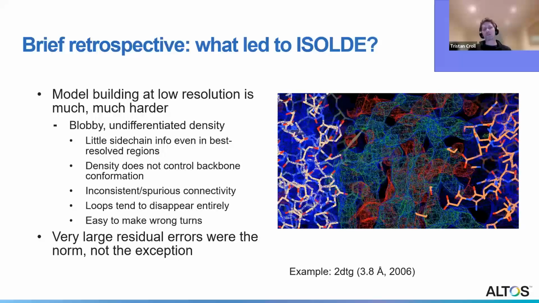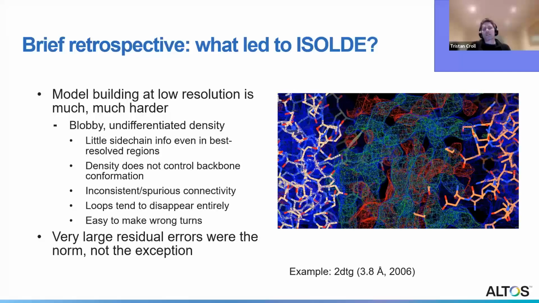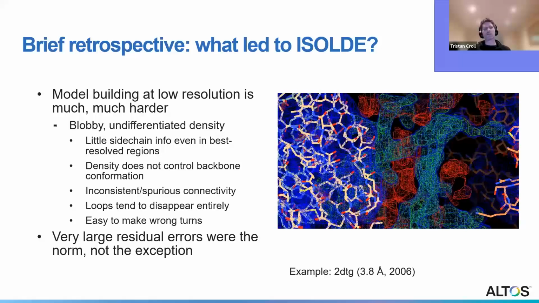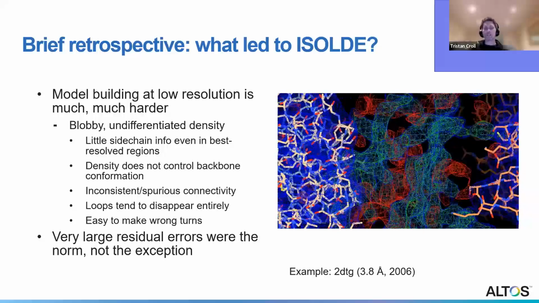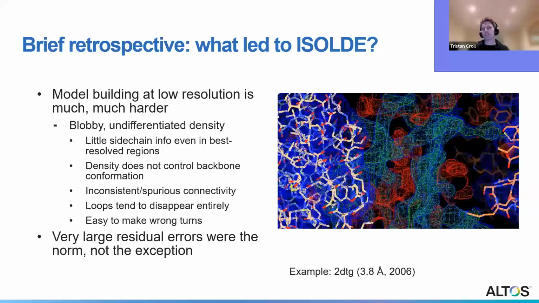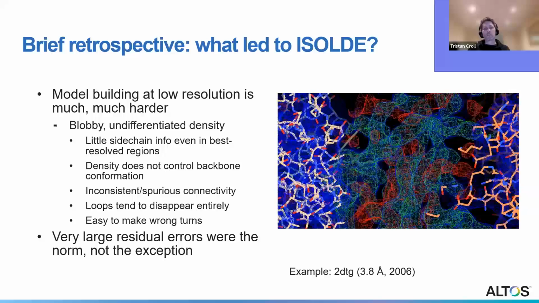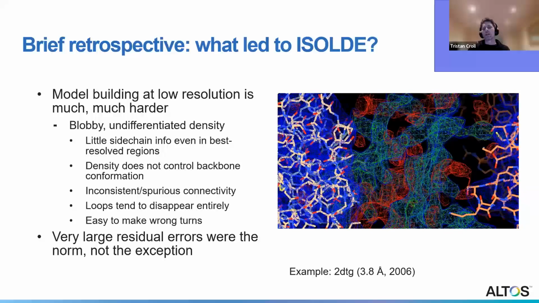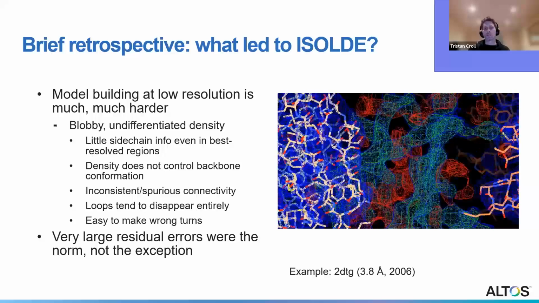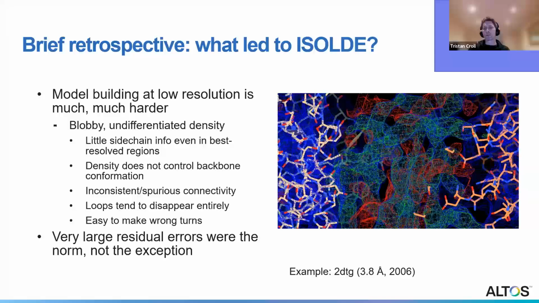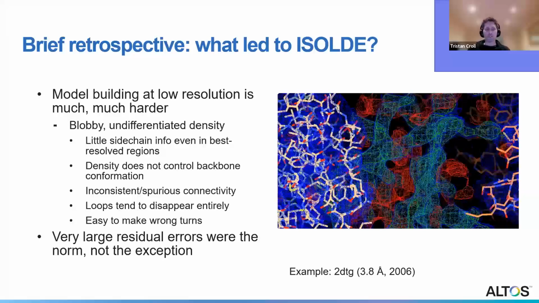The problem with 3.8 angstrom resolution is that, of course, you get down to there, and what you're working with is extremely blobby, very undifferentiated density, where you've lost most of your side chain information, even in the best resolved regions. The density itself has no features to control the backbone conformation. It leads you down all sorts of blind alleys with wrong turns where it appears to connect where it shouldn't and doesn't connect where it should.